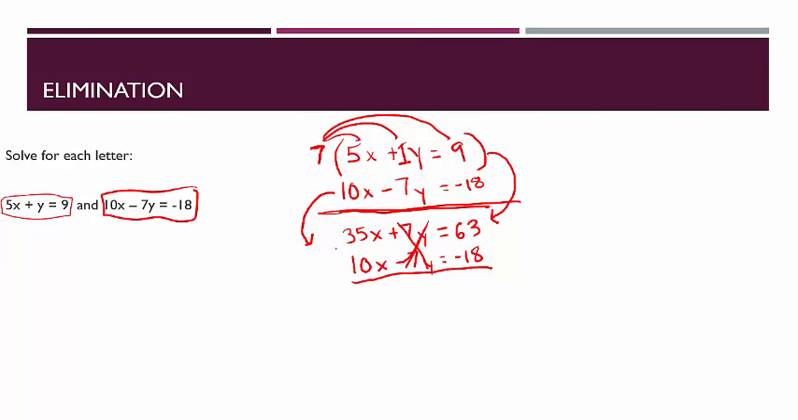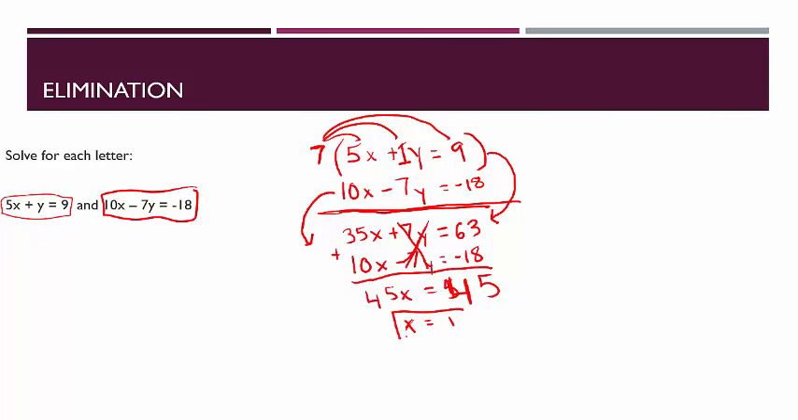So what I'm left with is 35 plus 10, which makes 45x, and 63 plus negative 18, which is just going to make 45. So when I go ahead and divide through and solve for x, I get x equals 1.